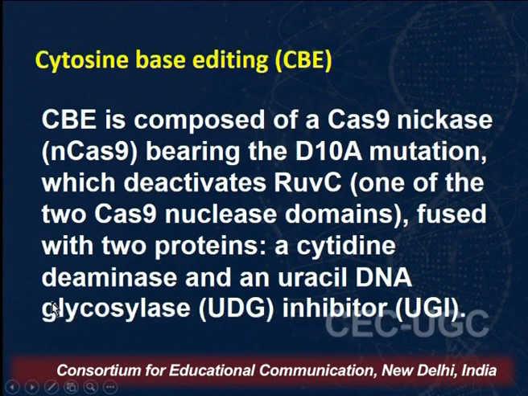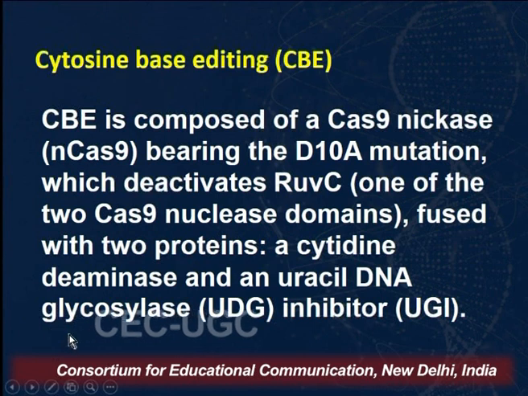This is fused with two proteins. One is a cytidine deaminase and the other is an uracil DNA glycosylase inhibitor, or UDG inhibitor, which is called the UGI. So we will see what their roles are or how they act.